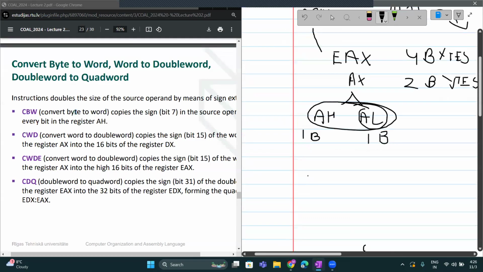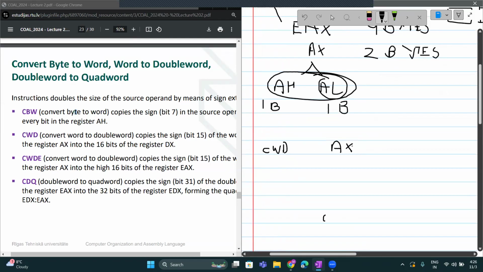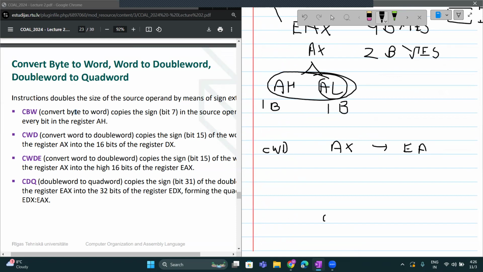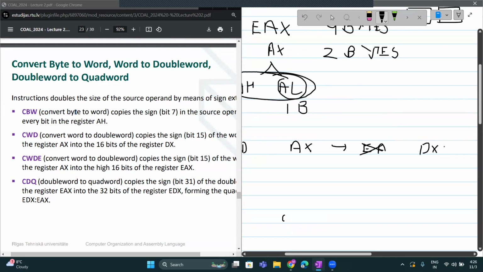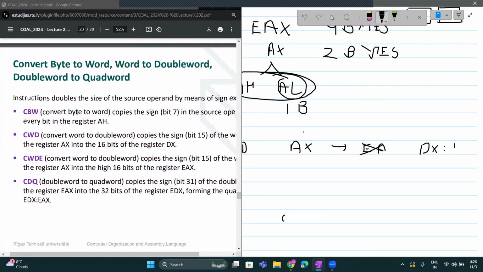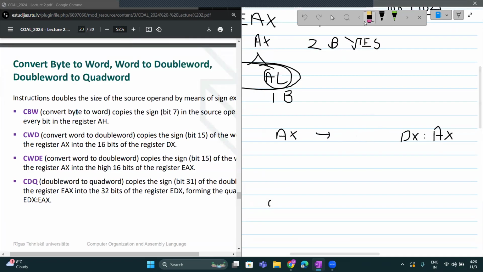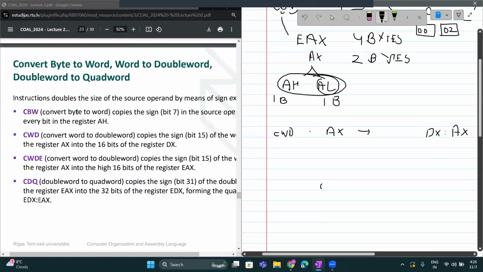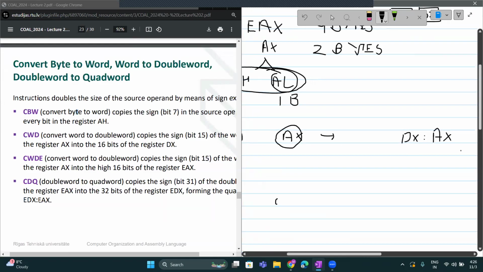Now CWD is very important. CWD, what it does is it extends AX to EAX, not EAX, it extends AX to DX and AX. This will make sense later when we study the division instruction, but it sign extends AX to DX comma AX.